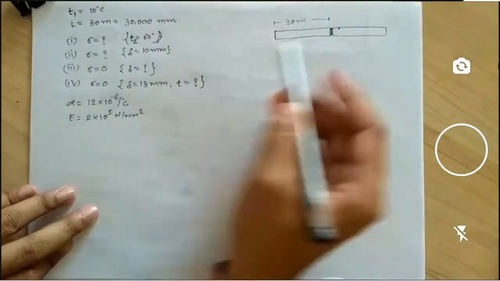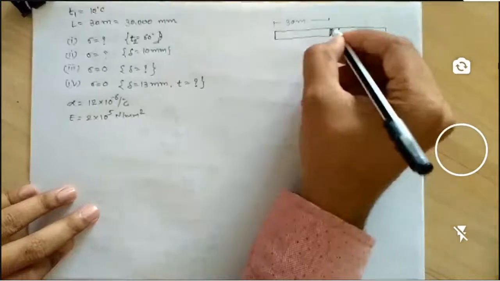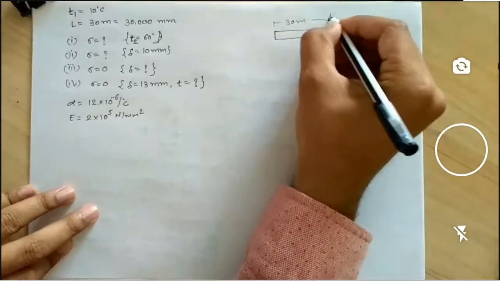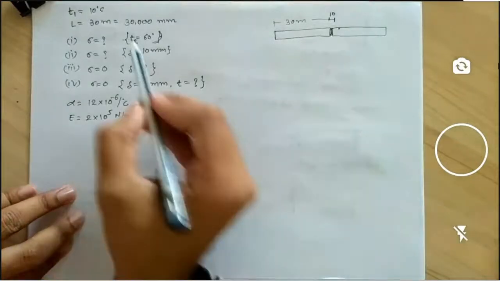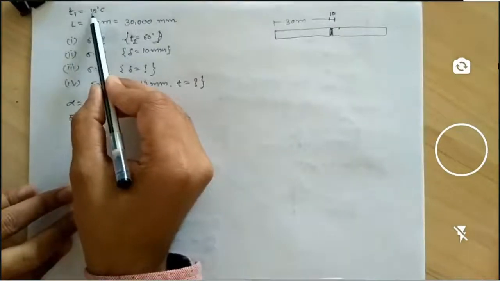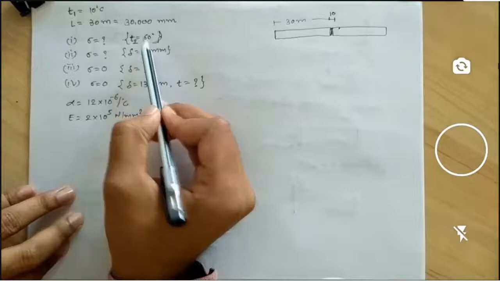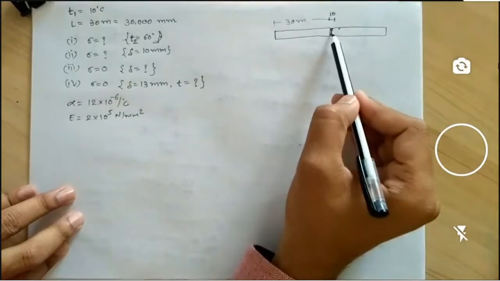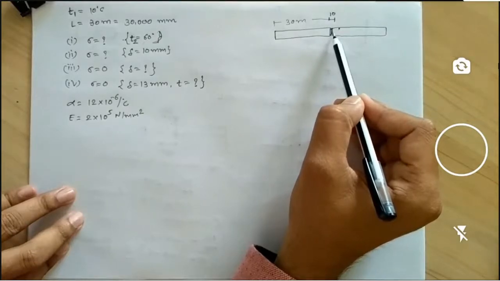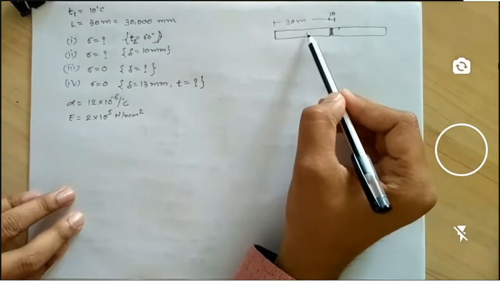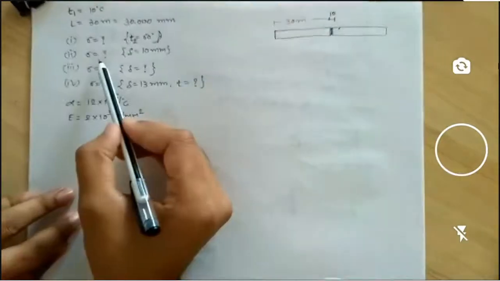Second case, delta is 10 mm means here we have provided a 10 mm allowance. So a 10 mm gap is provided between these two rails. In that case, the temperature is changed from 10 degrees to 60 degrees. So up to 10 mm they can expand easily. After that, they cannot expand, and according to whatever expansion is required, stresses are generated within this element. So that stress will be found.